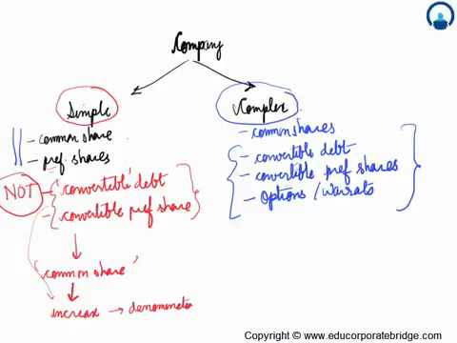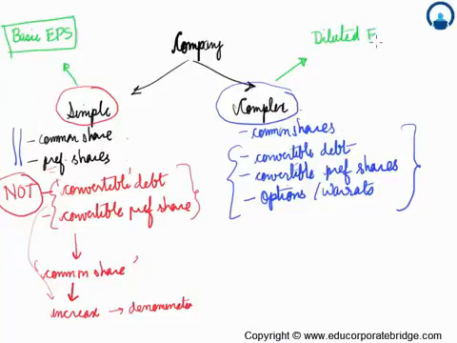So when we were talking about the simple structure, the EPS is called as a basic EPS. So the one which we have discussed till now was essentially a basic EPS. But when it relates to the complex structures, we call that as diluted EPS. So we've discussed what is basic EPS till now. Let's move forward and look at how diluted EPS is calculated when there is a presence of these convertible securities.